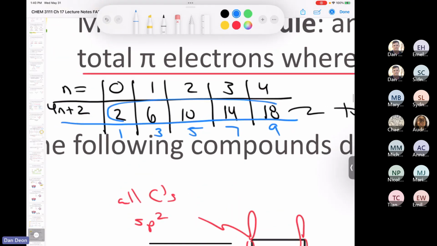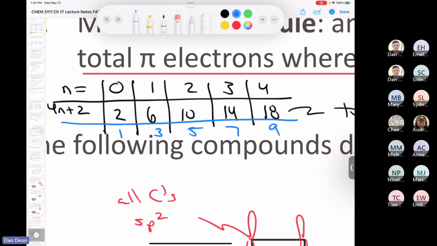Is 4 a Huckel number? Total number of electrons? No, it's not a Huckel number. Or you could say there's 2 pairs. Either way, it doesn't satisfy Huckel's rule. Does that make sense to everybody? You have 2, 6, 10, 14, 18. I'm sorry, my friends, but I don't see the number 4 in here. So this is not a Huckel number.